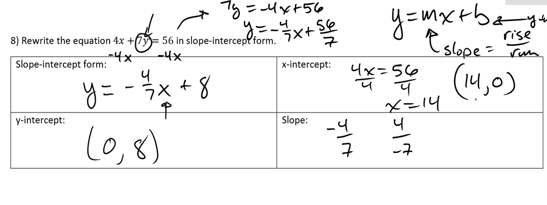So I can see here my x-intercept, my y-intercept, my slope, and the equation in slope-intercept form. Definitely there'll be at least 2 questions that are like this on the test.